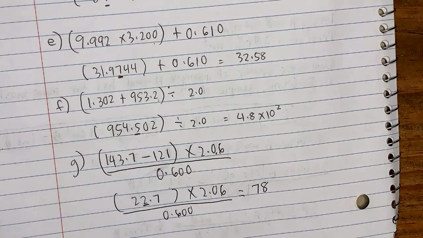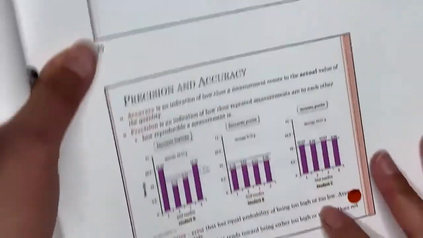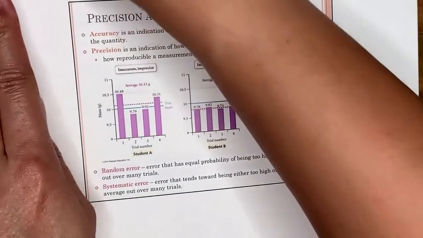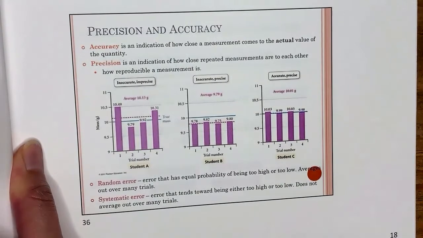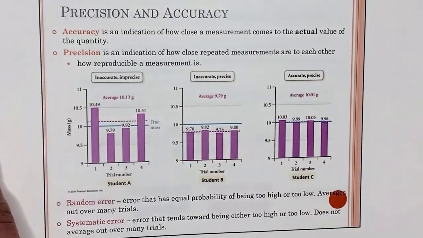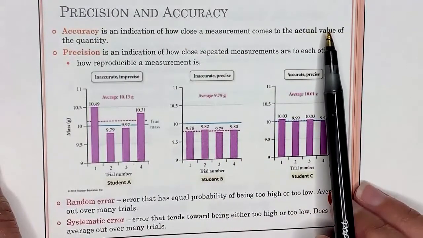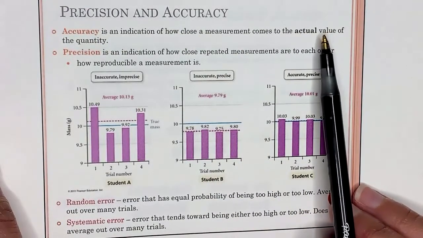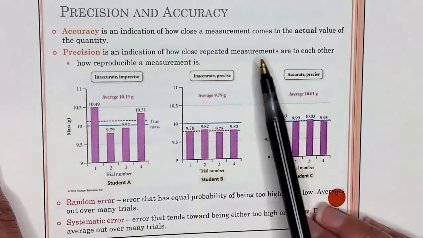So over here, let's go ahead and talk about precision and accuracy. So in lab, we want to have data or results that are accurate and precise. That's your goal, okay? You won't always get it, but we always try to get it. Accuracy is how close you are to the correct answer, okay? How close are you to the correct answer? Precision means how close your answers are to each other.